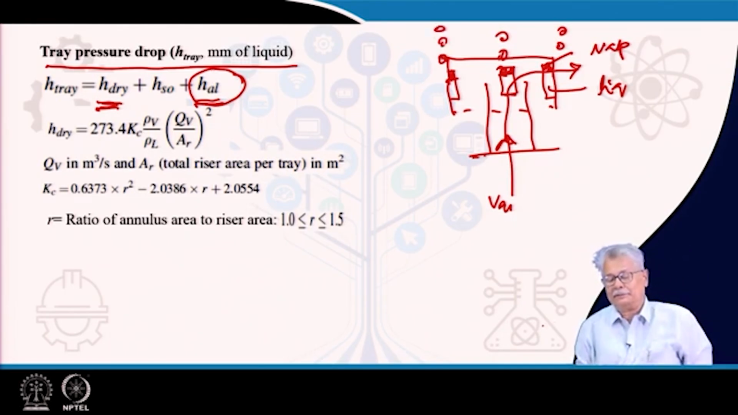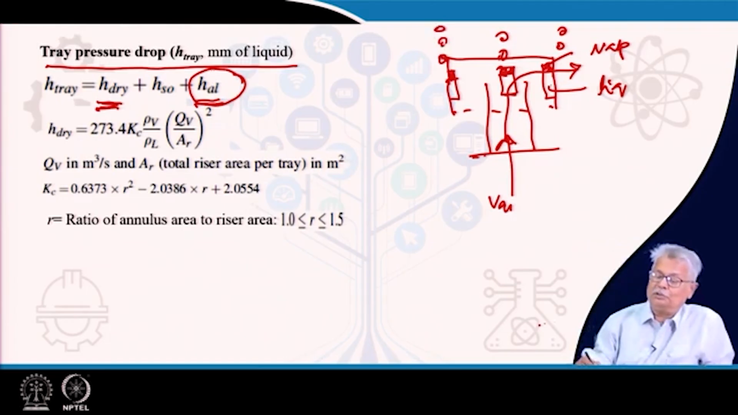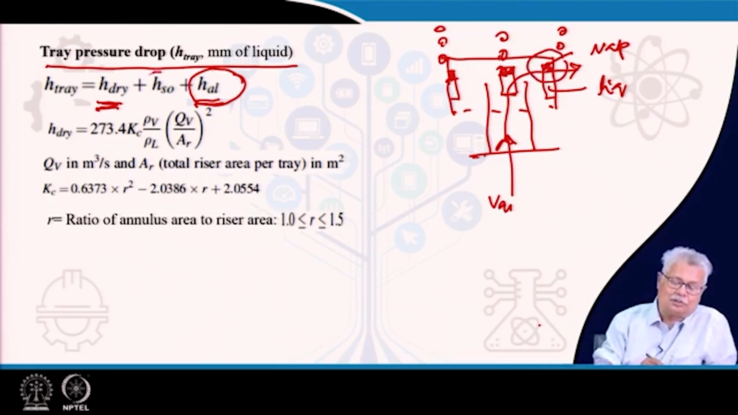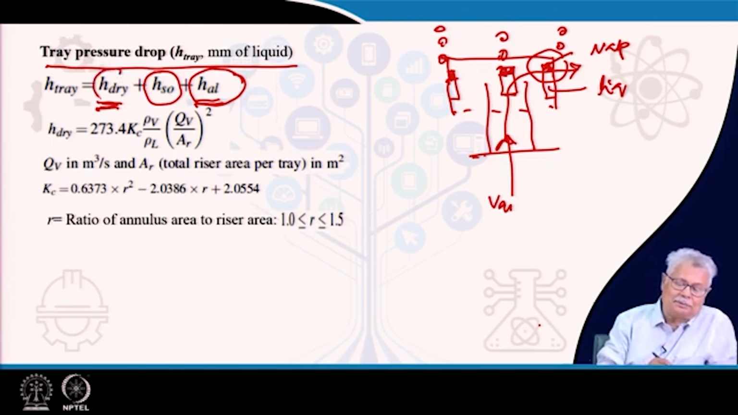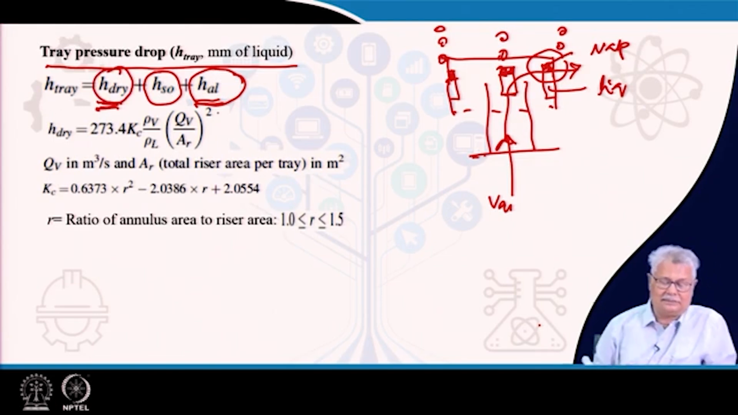Now, in order to remove the liquid from its front, there will be an additional component of pressure drop, which is basically the seal, the slot opening pressure drop. So, the total pressure drop on a tray is found out by the sum total of all these.